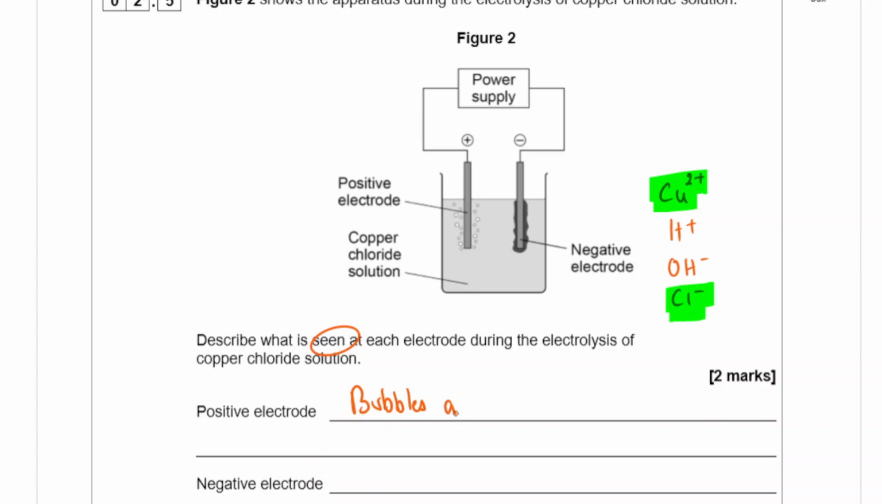Bubbles are produced. You don't even have to say what it's actually made up of, but we are going to say chlorine gas. At the negative electrode, it looks like something's attached to it, which is going to be the copper, right?